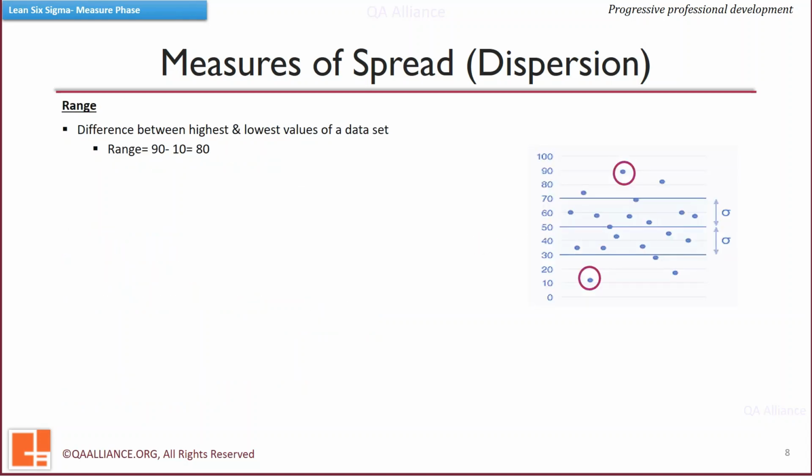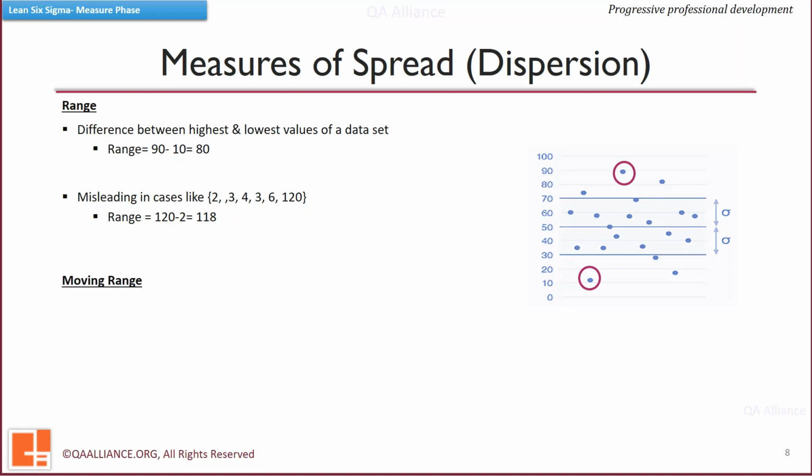Range is another measure of spread, and is calculated by subtracting the lowest value in a data set from the highest value. At times, it can be misleading when extremely high or low data points are present, which may actually be outliers due to some special cause in the process. We'll learn about special cause and outliers in coming lessons.